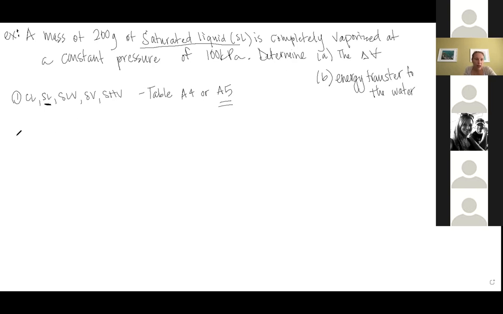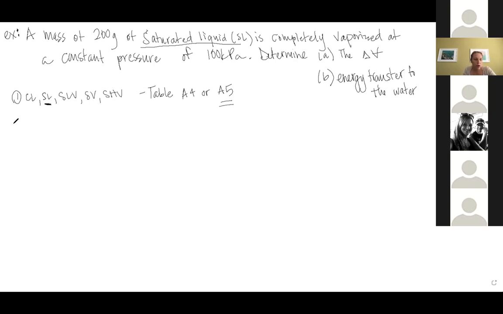And for part A, we are looking for change in volume. So the next thing that I always do is I check the tables. I figure out what I'm working with, I figure out what table I'm probably going to use, and then I check the table. So when I look at table A5 and I look at pressure of 100 kilopascals, for part A, I know that I'm looking at volume related terms.